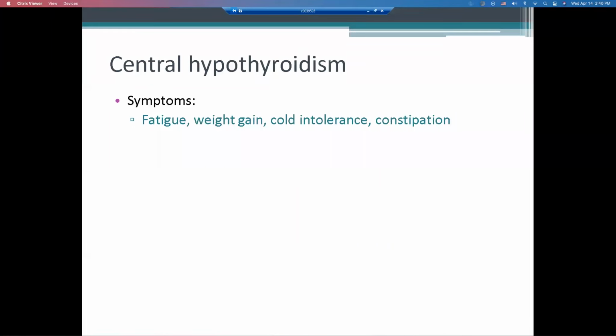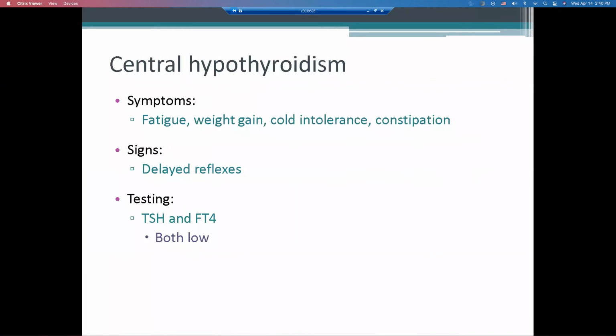If you have a patient with central hypothyroidism, symptoms are fatigue, weight gain, cold intolerance, and constipation. They're not very different from primary hypothyroidism. And you can see delayed reflexes on physical exam. In this case, their TSH and free T4 are both low, okay?